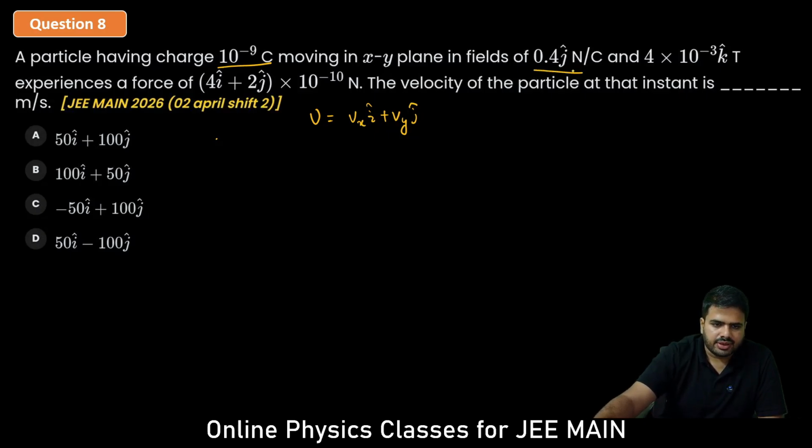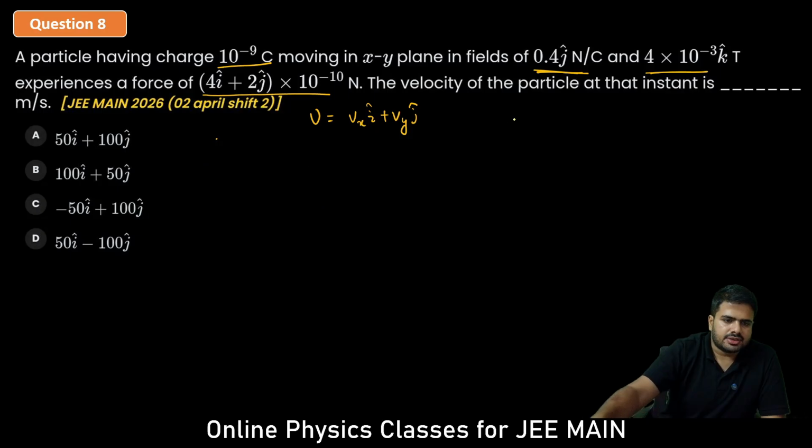And they have also given the electric field, from the SI unit you can see, and this is the magnetic field, with the direction they have mentioned. The particle experiences a force of this much, then the velocity of the particle at that instant is. So they are asking about the velocity which we have assumed to be this much. So this value they are asking in the question.